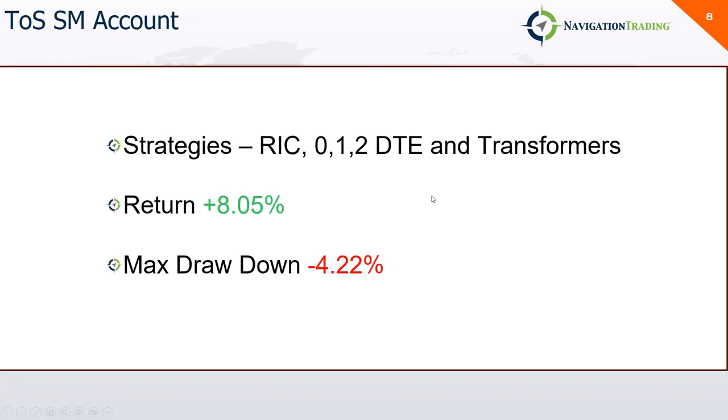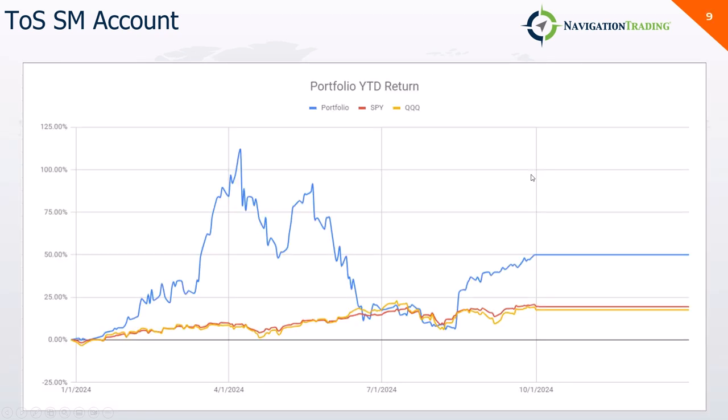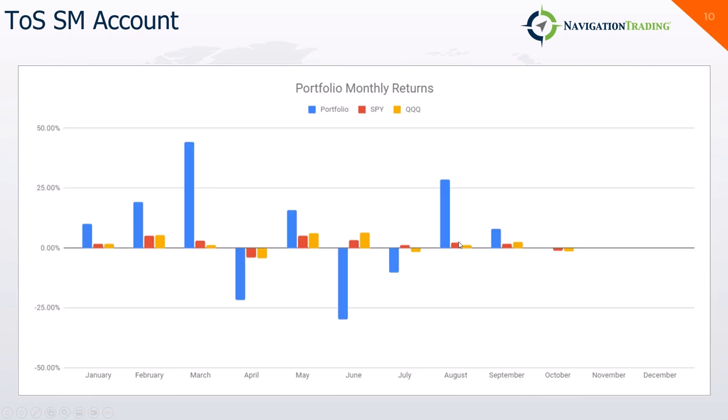One of my TOS accounts grew by 8% with a little over 4% drawdown. This is primarily reverse iron condor, 0, 1, 2, and transformers. You can see this is the account that I was doing my challenge portfolio in. Started off well and then absolutely got crushed, so I'm building my way back from that. But the account's still up right at about 50% for the year. This is September, so not my biggest month by any means, but still green.